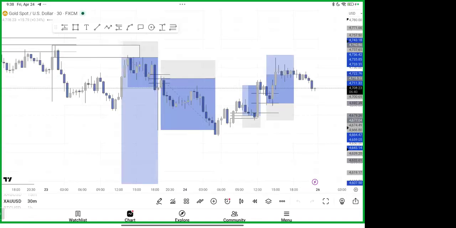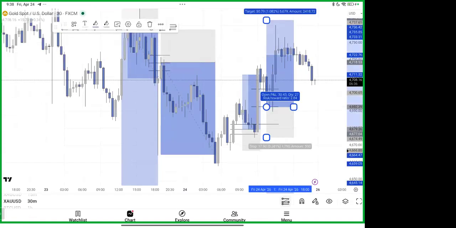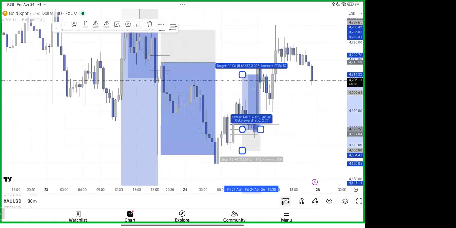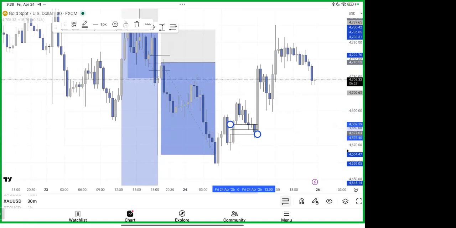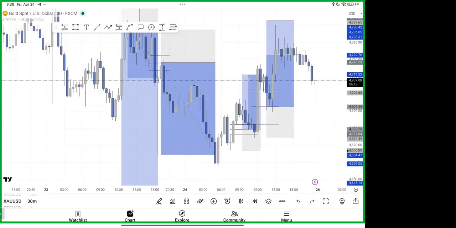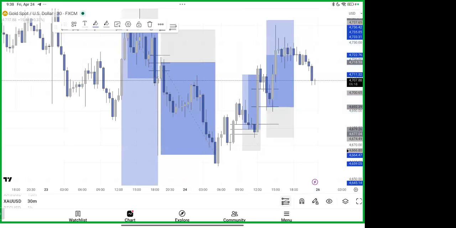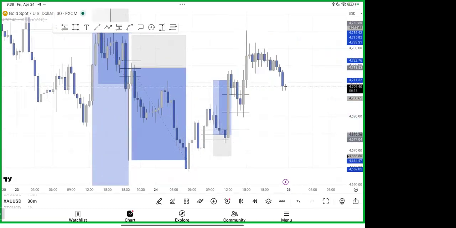But anyways, these are just examples of how to mark this fair value gap. This is not me saying I took this trade, or I'm currently on the trade, or I'm telling you guys to take the trade. No, these are just examples. So as I said, these are just examples. So let's look for bearish examples now.